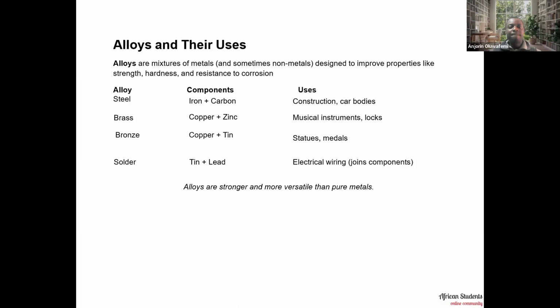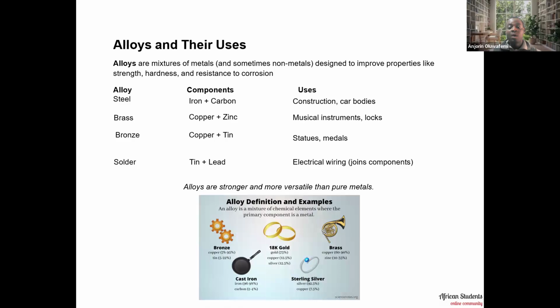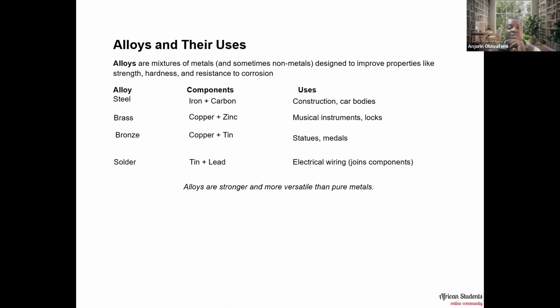Alloys are mixtures of metals and sometimes non-metals designed to improve properties like strength, hardness, and resistance to corrosion. So when you make an alloy, you are mixing a metal, sometimes with non-metals, and basically what you're trying to do is improve their properties, like their strength, their hardness, or their resistance to corrosion.